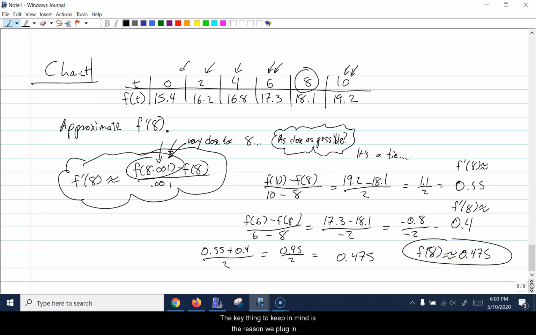The key thing to keep in mind is the reason we plug in these 0.001s is we want to get as close as possible. When you can't get as close as possible, well, that just changes what "as possible" means. There's a real sense that this is much less of a real derivative than the other one, which is fine, and it sort of makes sense to think of this chart as less of a function than something where all the numbers are defined. But when someone talks about the derivative of a chart, this is probably what they're talking about.